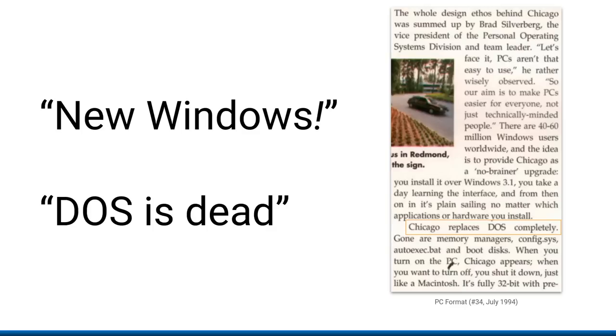And of course, the other problem is in 1994, you started to see these articles showing up in technology magazines. This one from PC Format magazine in July of 1994, talking about the new version of Windows coming out soon. It was codenamed Chicago, and that was the one that was released as Windows 95. And these articles basically talked about how the new version of Windows is going to completely replace DOS. Chicago replaces DOS completely. Other articles talked about how DOS is dead.